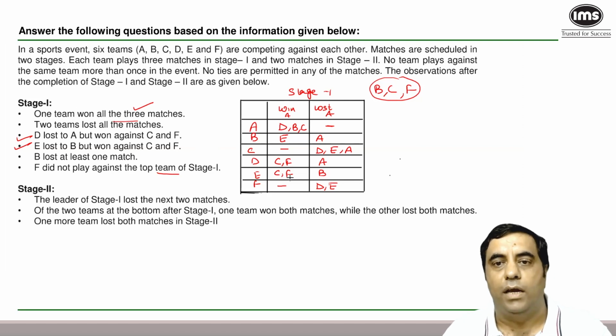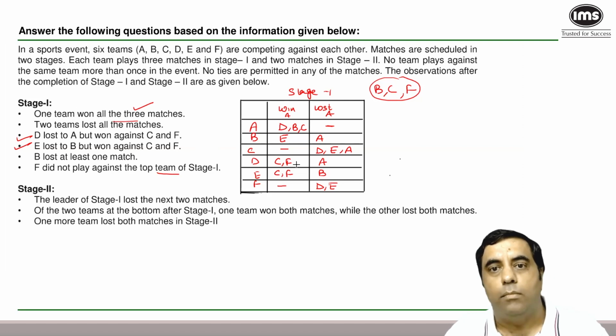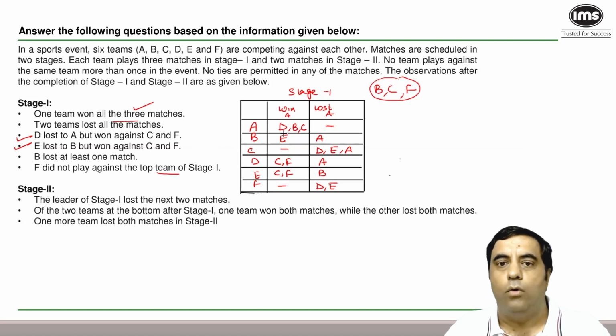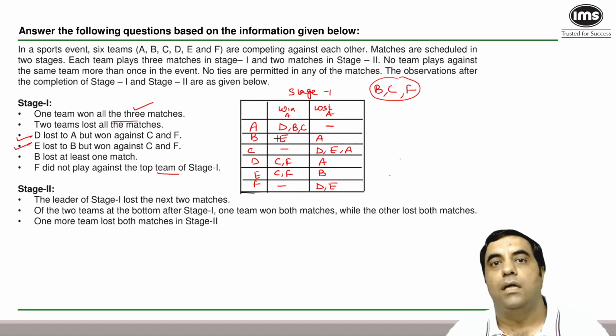Now we need to identify which team F played against. A has already done 3 matches for round 1. C also, D also, E also. The only team which has to play one more match in round 1 other than F is B.